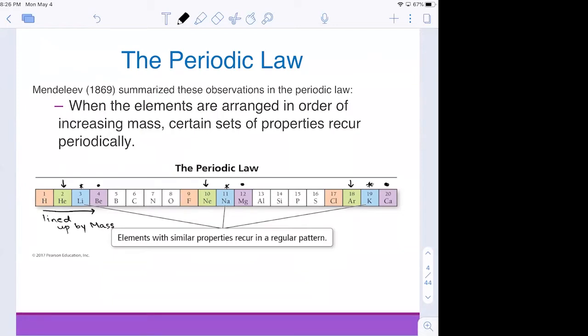And so looking at how Mendeleev set up the periodic table, he was doing it first off of the idea of increasing mass.